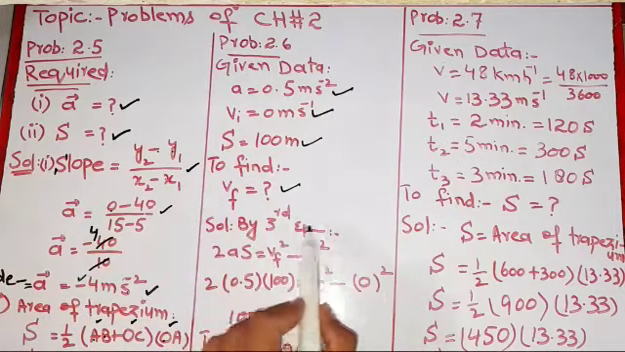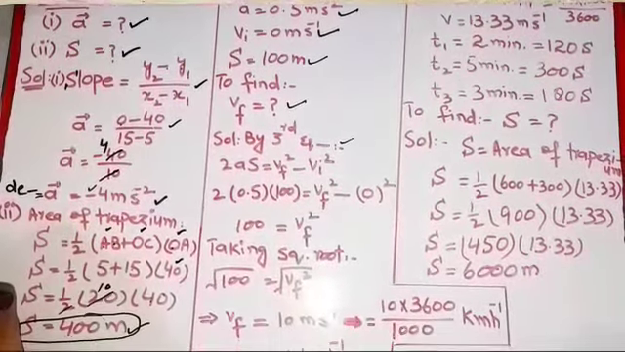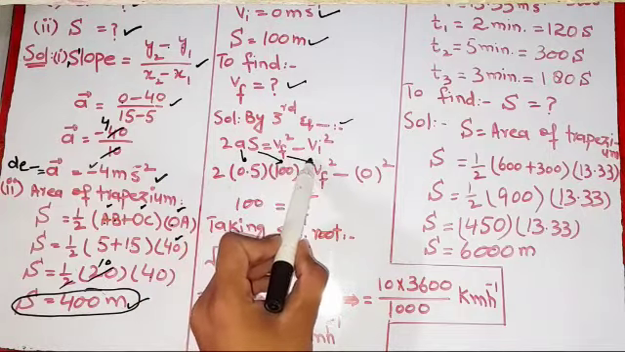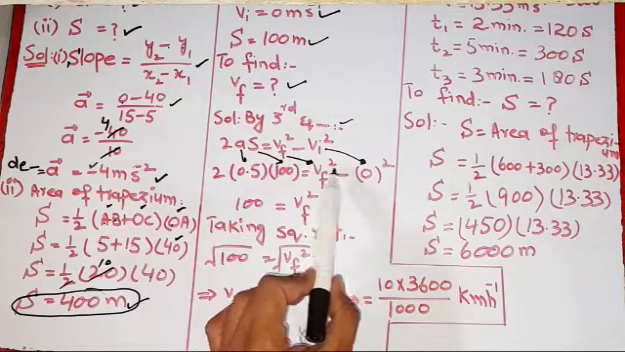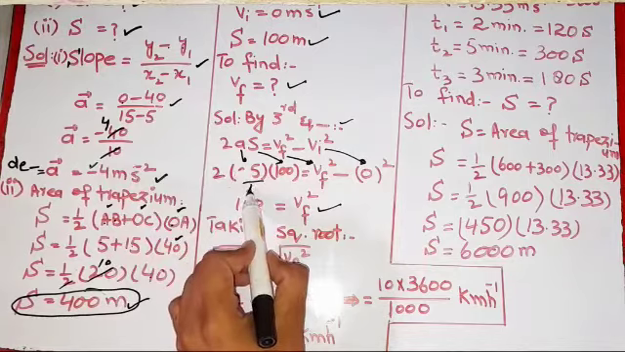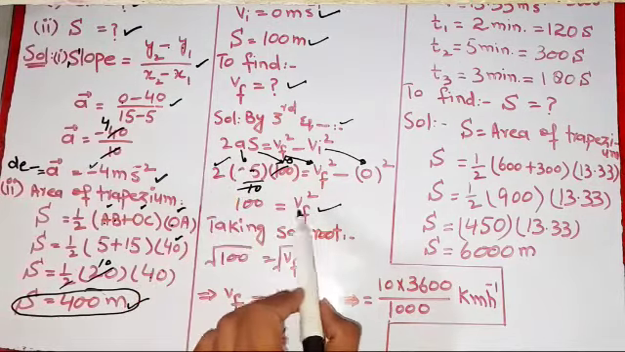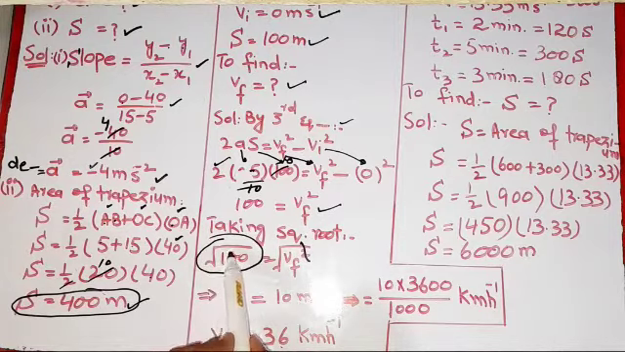We have to find this by using the third equation of motion: 2as is equal to vf square minus vi square. By putting the values, acceleration 0.5, distance is 100 meters, final velocity we have to find, and the initial velocity is 0 meter per second. When we subtract 0 from vf square, the answer will be vf square. By removing this point, we will place 10 in the denominator. 10 tens are 100, 10 fives are 50, 50 twos are 100. Vf square will be equal to 100. By taking the square root on both sides, Vf will be equal to the square root of 100, which is 10. So the final velocity will be 10 meter per second.